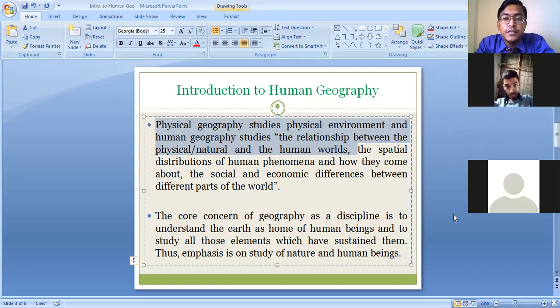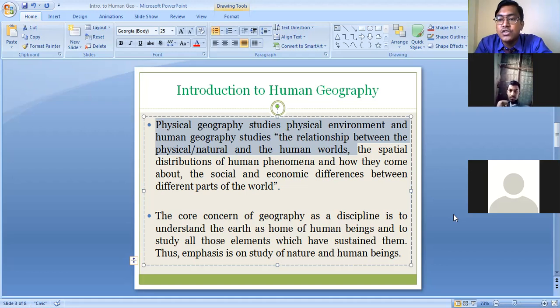Physical geography mainly deals with the physical environment of the earth, whereas the main objective of studying human geography is to understand the relationship between the physical environment and the human world. We human beings exist on this earth surface, and in our surroundings we find many natural physical aspects like the forest, the soil, the mountains. Human geography tries to understand this relationship between nature and human beings.